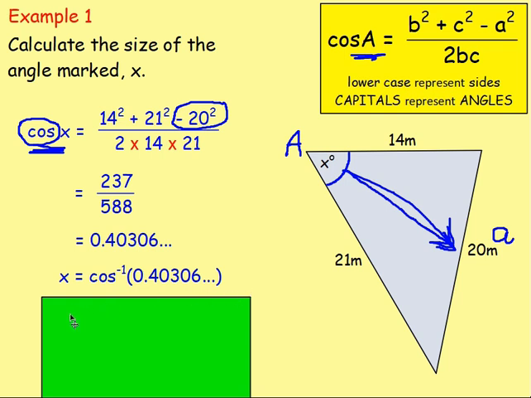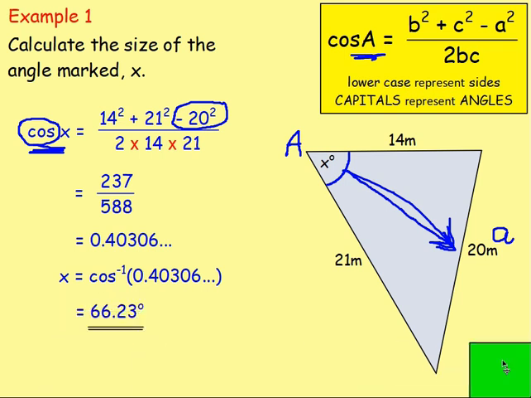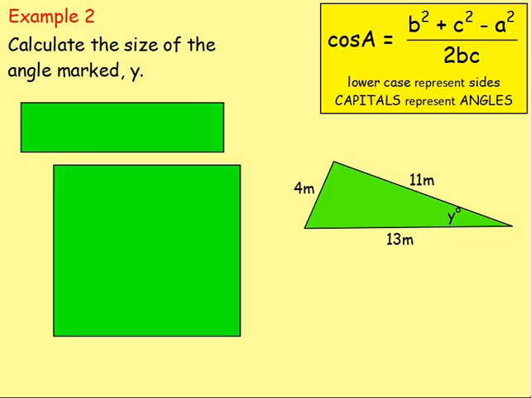And if you put that into the calculator, you end up getting 66.23 degrees. So that is the size of that angle, 66.23 degrees. And always do a wee check. We're asked for the size of angle X, so we're finishing off by saying X equals 66.23. Did you like that? Then let's try another one.